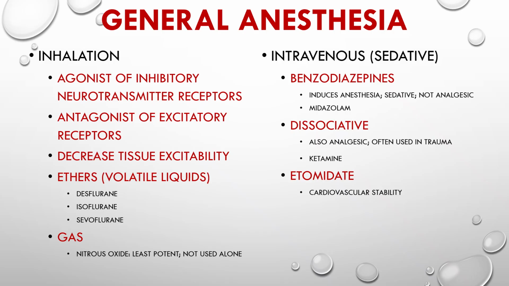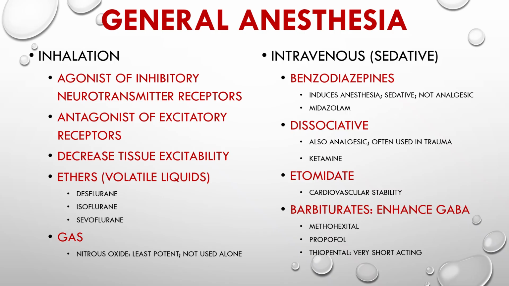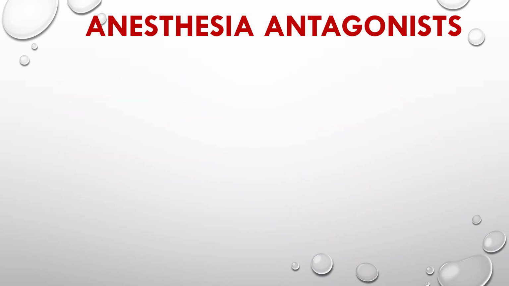Etomidate is cardiovascularly stable, so for someone that has, especially elderly individuals that are known to have some heart risk, this is a safer alternative. Barbiturates enhance GABA, which is our main inhibitory neurotransmitter, so it makes it work better, which increases that inhibition. Methohexital is an example, propofol, and thiopental, which has a very short duration of action, so not good for a long surgery, but thiopental is one.